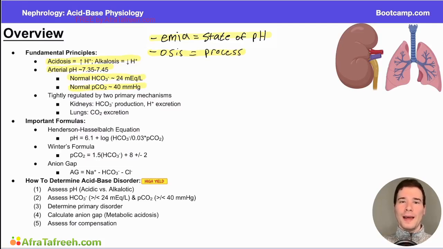It's also important to know that acid-base physiology in our body is regulated by two primary organs: the kidneys, which are responsible for bicarb production and hydrogen excretion, and the lungs, which primarily help with CO2 excretion. Notice I said that this is a tightly regulated process, and that should make sense to you because our pH and our acid-base physiology is super important for that term we love to talk about, which is homeostasis.